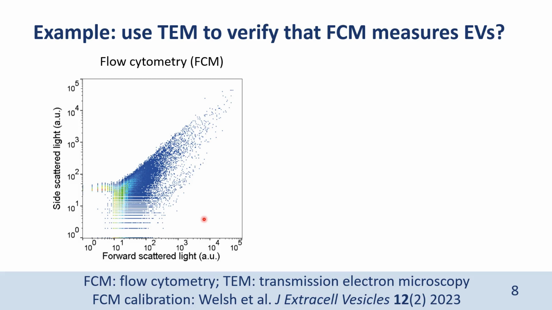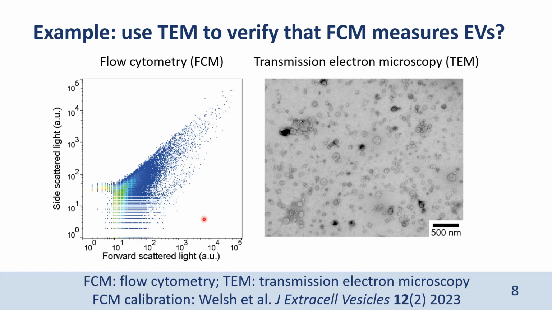For example, you have some flow cytometry data. Here you see the side scatter versus forward scatter plot. Every dot is an EV. If the color increases, there are more EVs of that combination of signals. And now you want to verify that these particles are EVs. So in addition, you do a transmission electron microscopy image, and you conclude, okay, the particles I'm looking at are EVs.